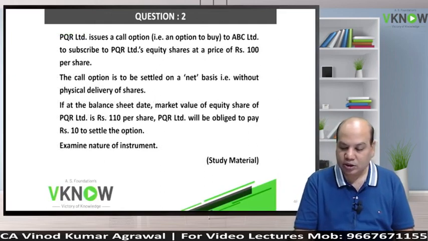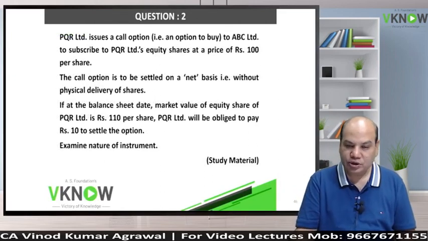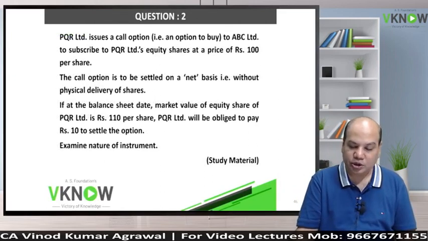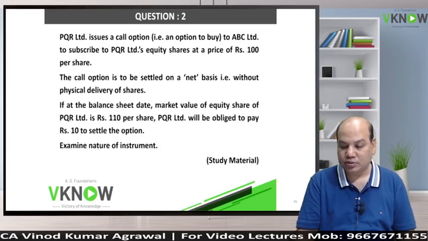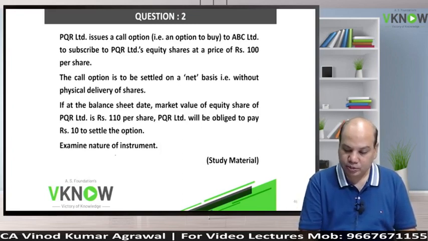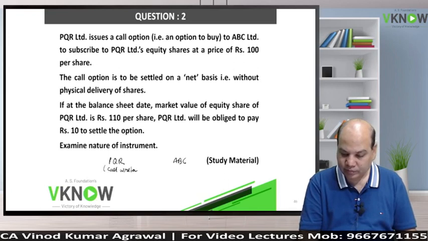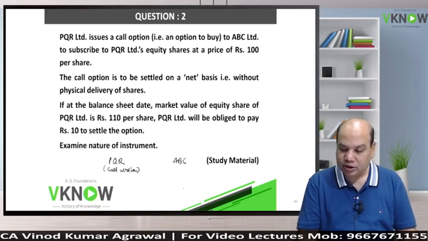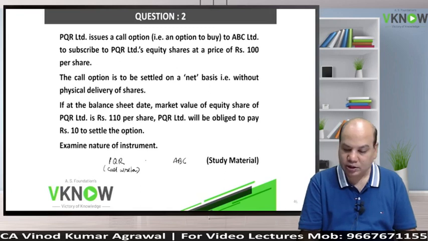So we'll take a question on this. Question number 2 in our book. PQR Limited issues a call option to ABC Limited. So PQR is a call writer, to buy the share at rupees 100 per share. The call option is settled on a net basis.